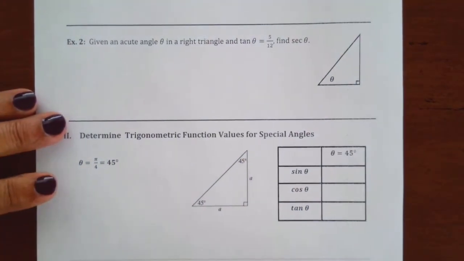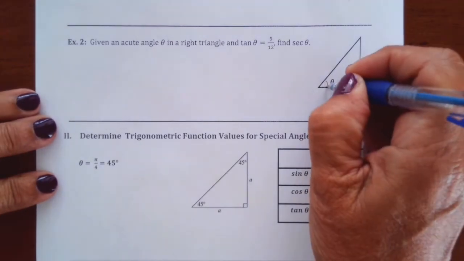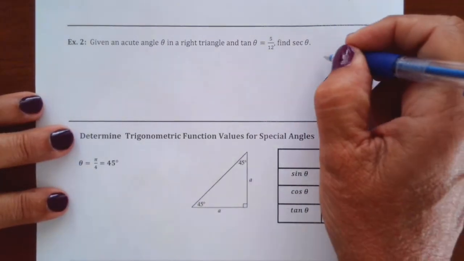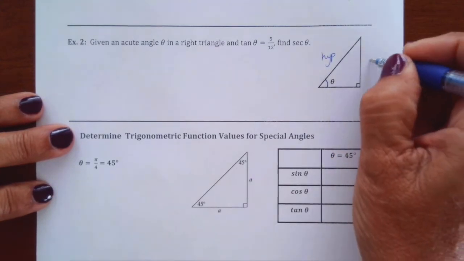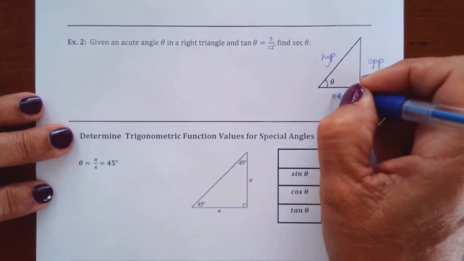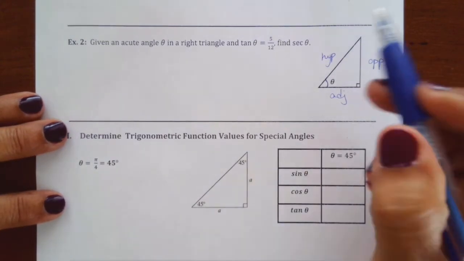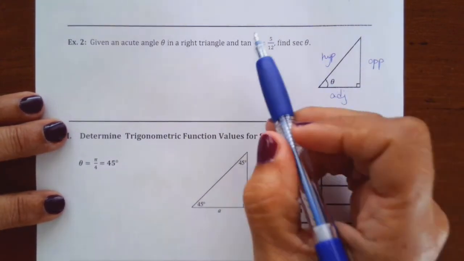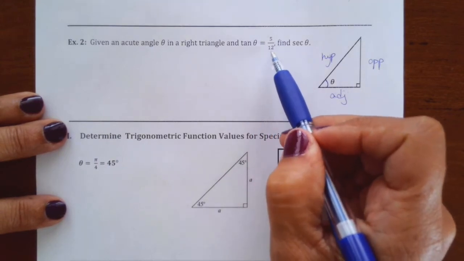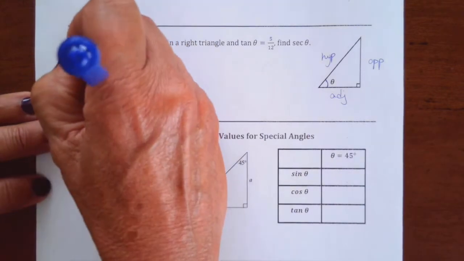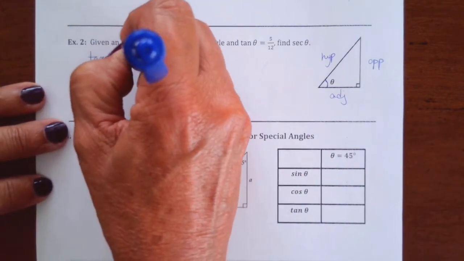All right, so now here's a triangle with angle theta. So now we're using this angle. Remember, here's your hypotenuse. If I'm using theta down here, then this side would be opposite, and this would be the adjacent side. Okay, so you should always know those going into it. So here they don't give us the sides, but they tell us that the tangent of theta is 5 over 12. All right, so tangent, remember, of any angle is the opposite side over the adjacent side.